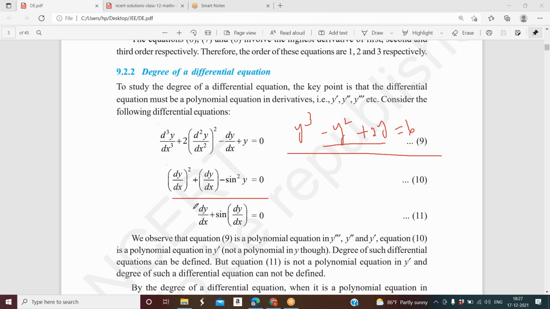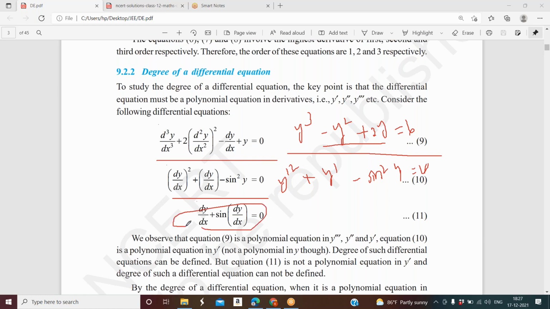But here it's not like that. This is polynomial in y dash because we can see dy by dx the whole square and dy by dx. So it is polynomial in y dash. This is y dash square, or dy by dx the whole square, plus y dash minus sine square y equal to 0. So this is polynomial in y dash, whereas the first equation is polynomial in y dash, y double dash, y triple dash.